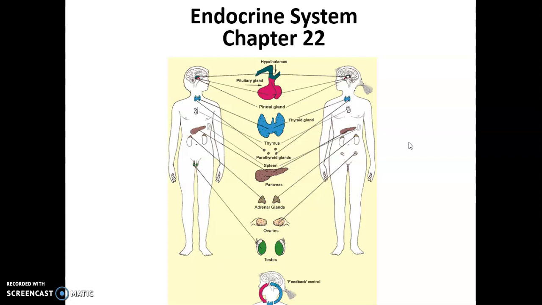So the endocrine system is a collection of glands and organs and cells that all do one thing, and that is produce hormones. However, those hormones can have a lot of different functions. So this is a bit of a scattered, random collection of structures that don't always connect directly to each other.